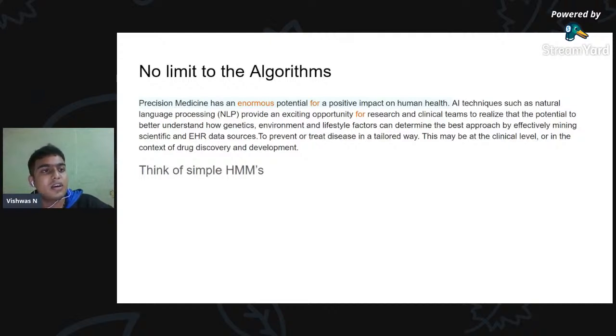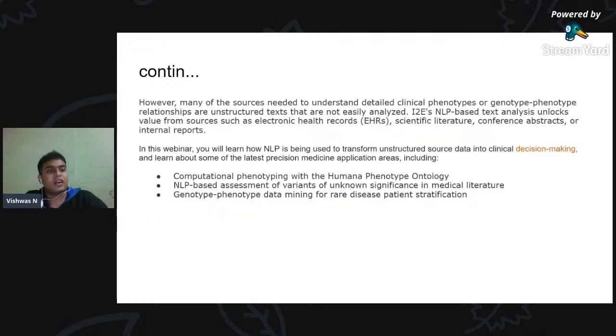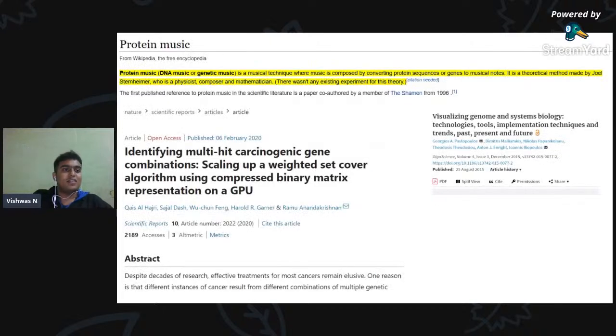AI techniques offer an opportunity for health and clinical research teams. You can just think of HMMs, and you can think of analyzing all these techniques. In the pharmaceutical industry, high-throughput biological assays such as next generation sequencing (NGS) can provide information for pharmacogenomics-related drug development, from biomarker discovery to target assessment to patient stratification. So now this webinar is all about decision making and computation.